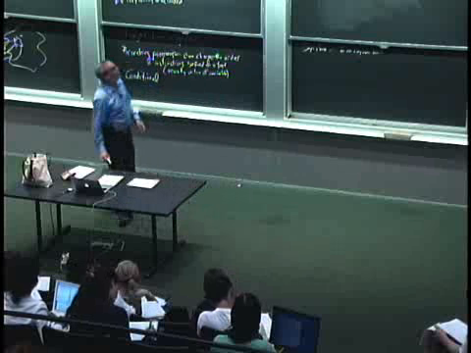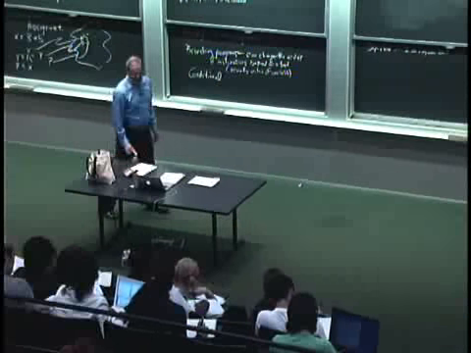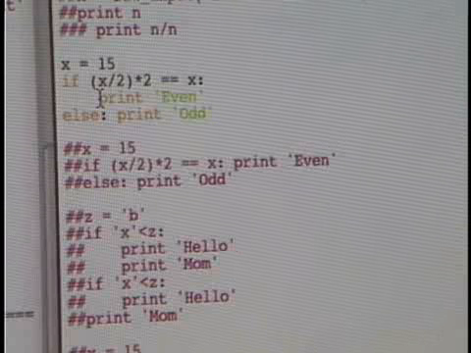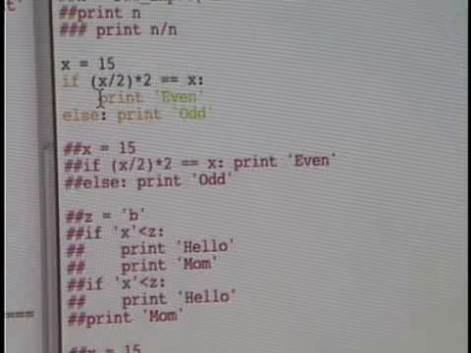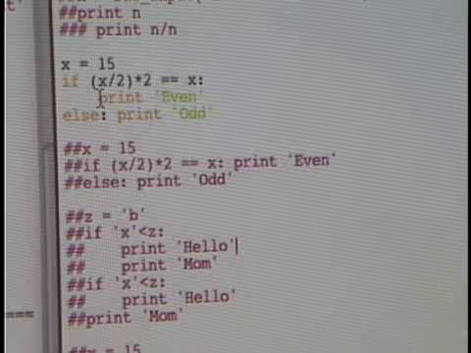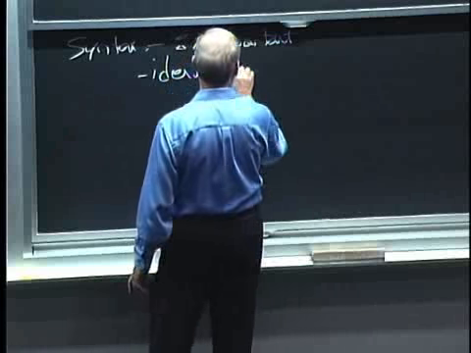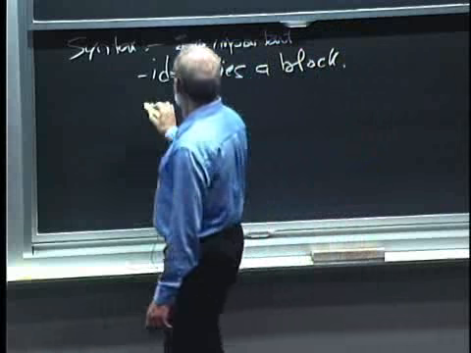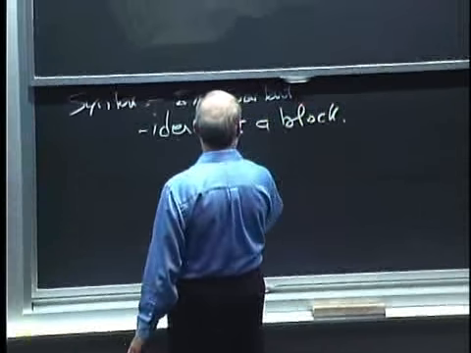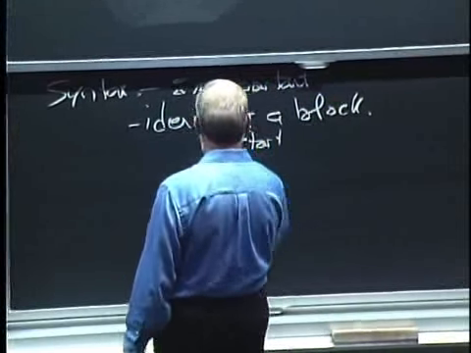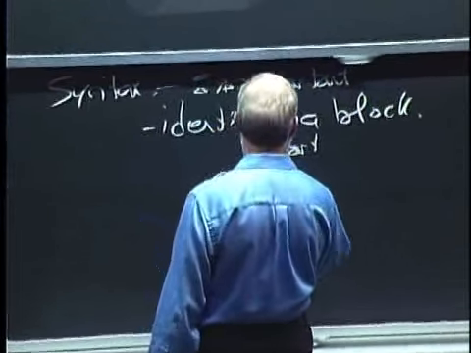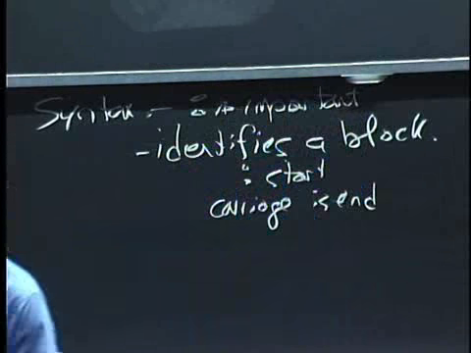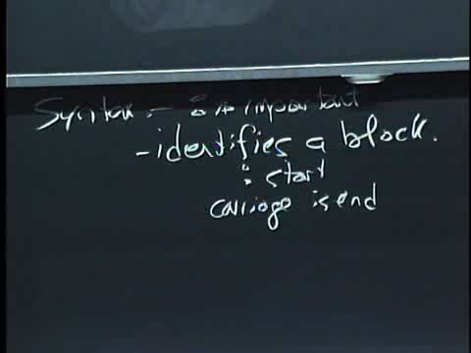Okay, so let me go back to where I am. I'm looking at that piece of code. What that colon is saying is, I'm about to begin a sequence of instructions that I want to treat as a block. So it identifies a block of instructions. And in particular, the colon is the start, and the carriage return is the end. Now, what in the world does that mean? I'm doing a lot of words here. Let me try and say this a little bit better.